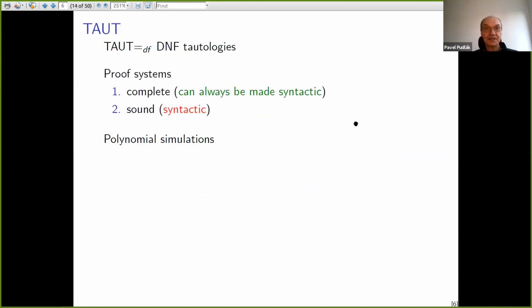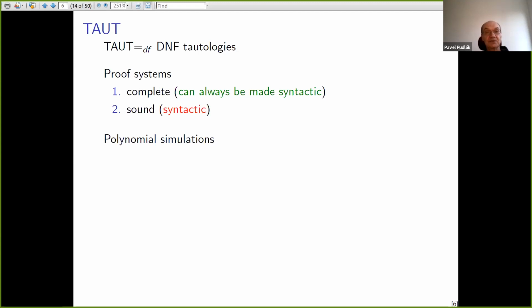So let's get to examples. So the first item on my list, or in the title, is the set of tautologies. So let's restrict to DNF tautologies, but this is not important, just to be more concrete. We have proof systems, and a proof system is something that is complete, that there is a proof for every tautology, and sound, that it doesn't prove non-tautologies.